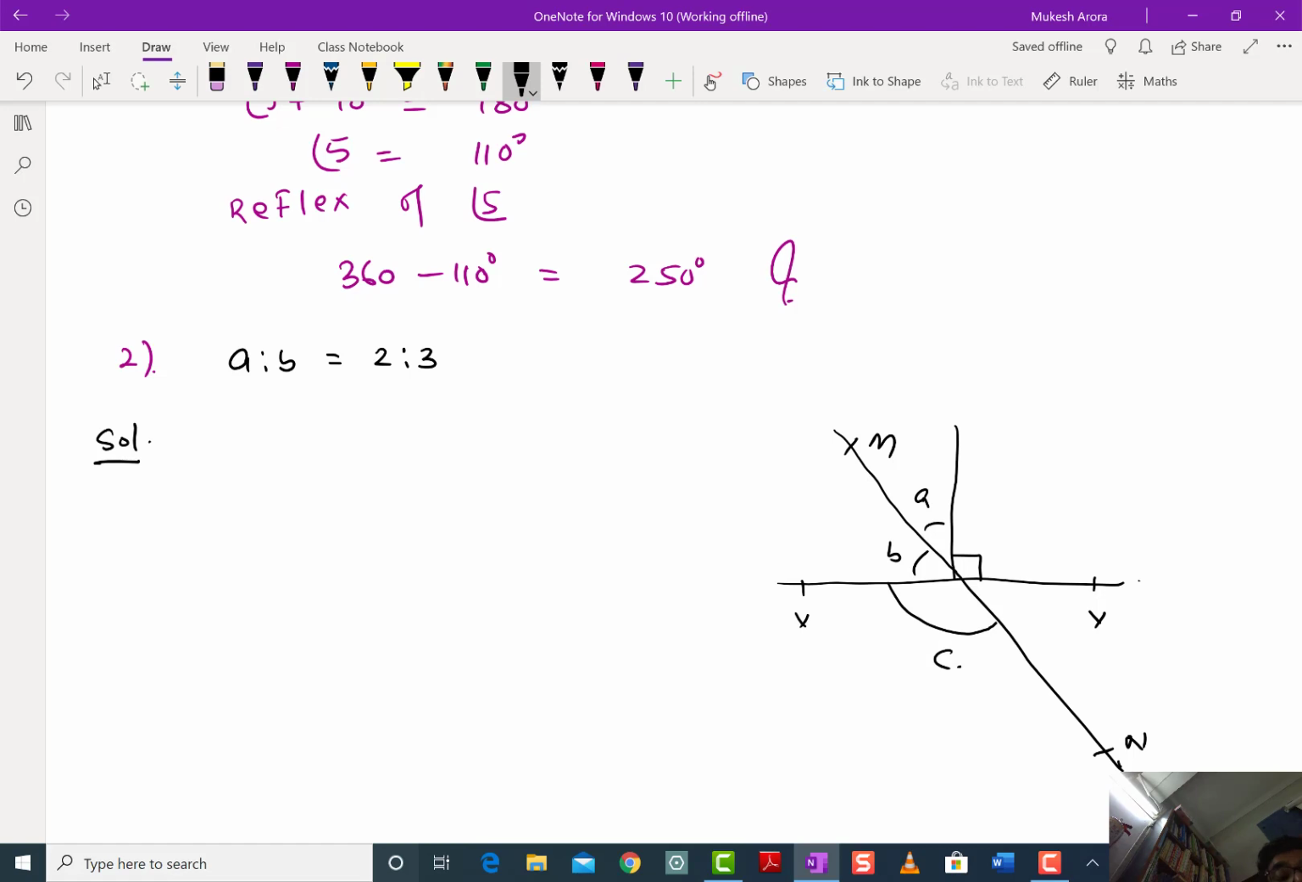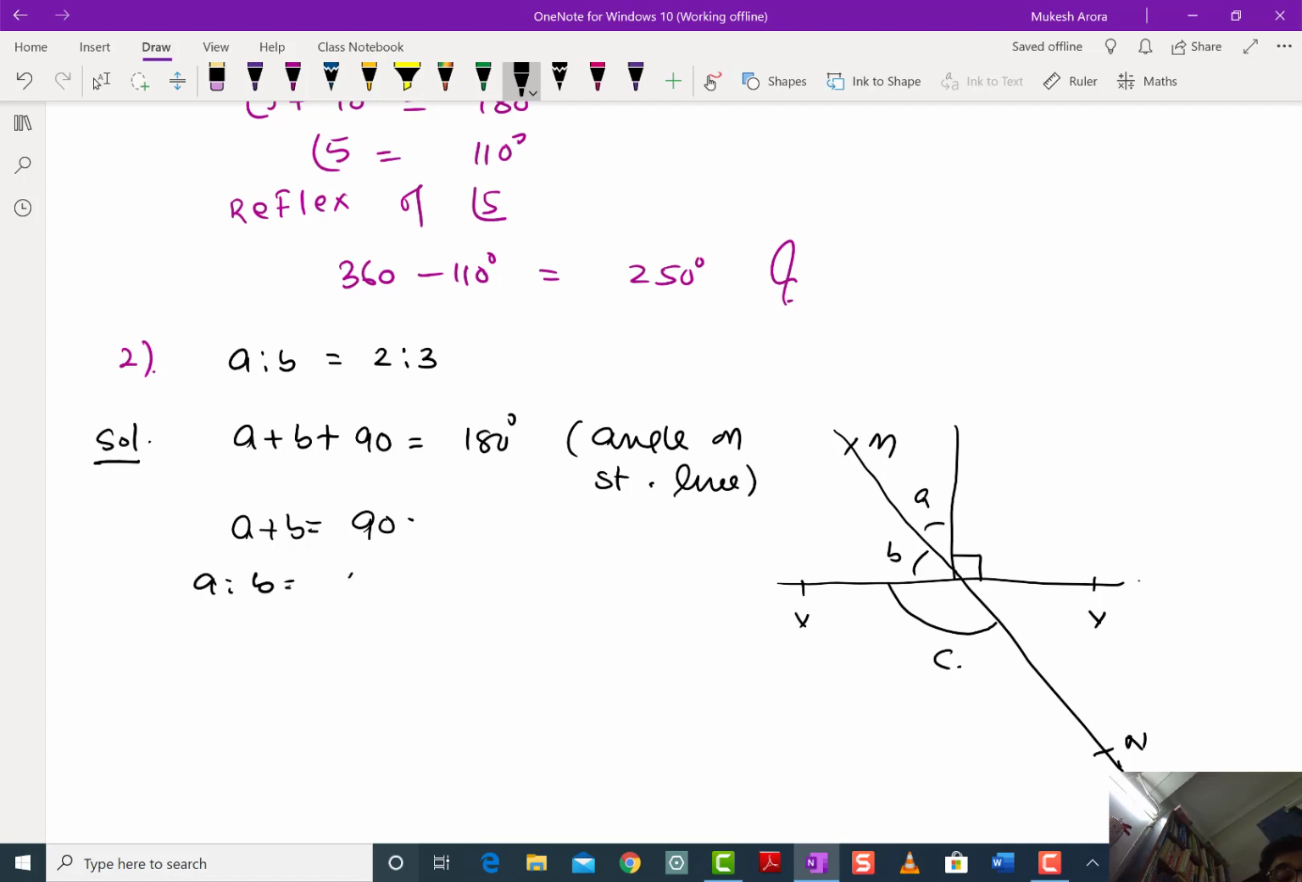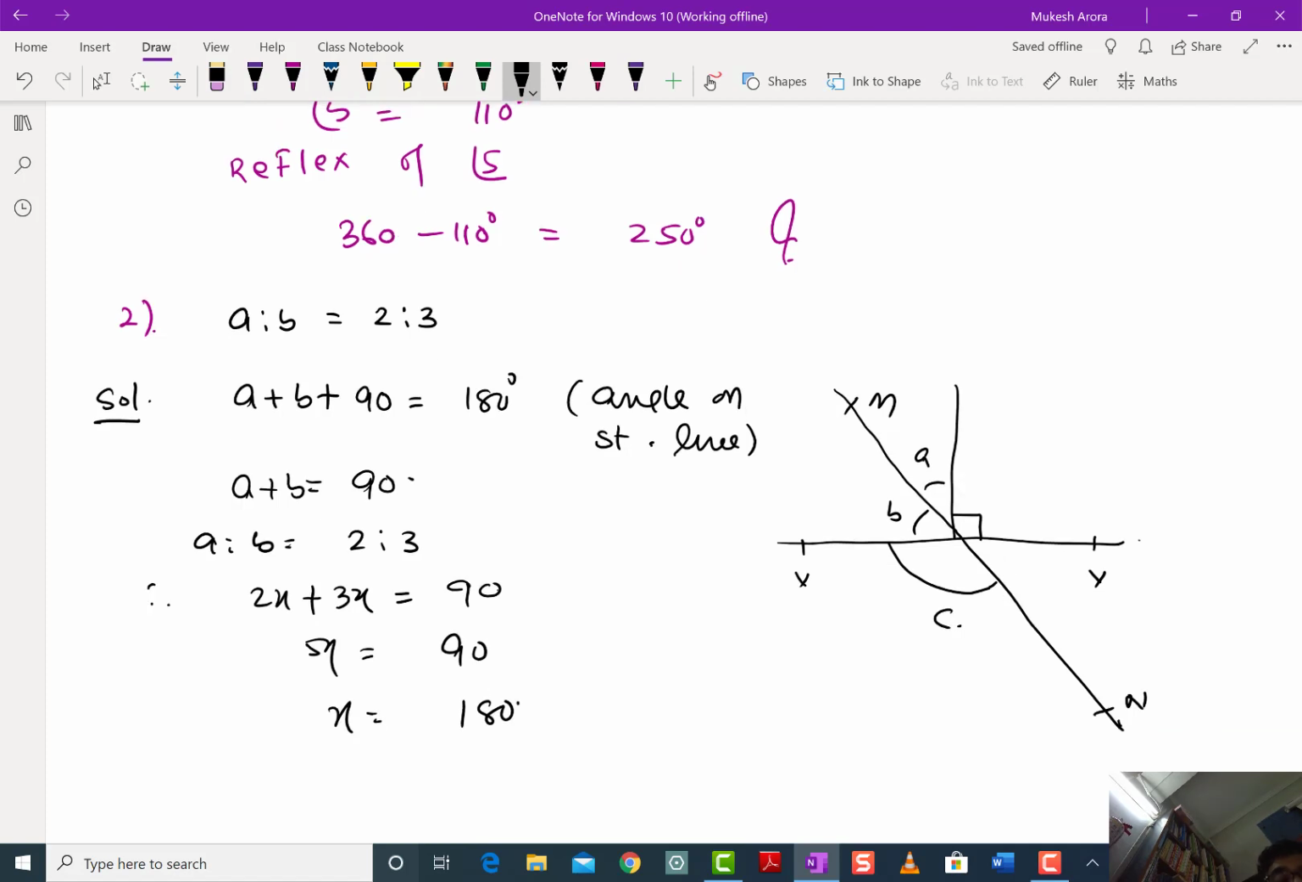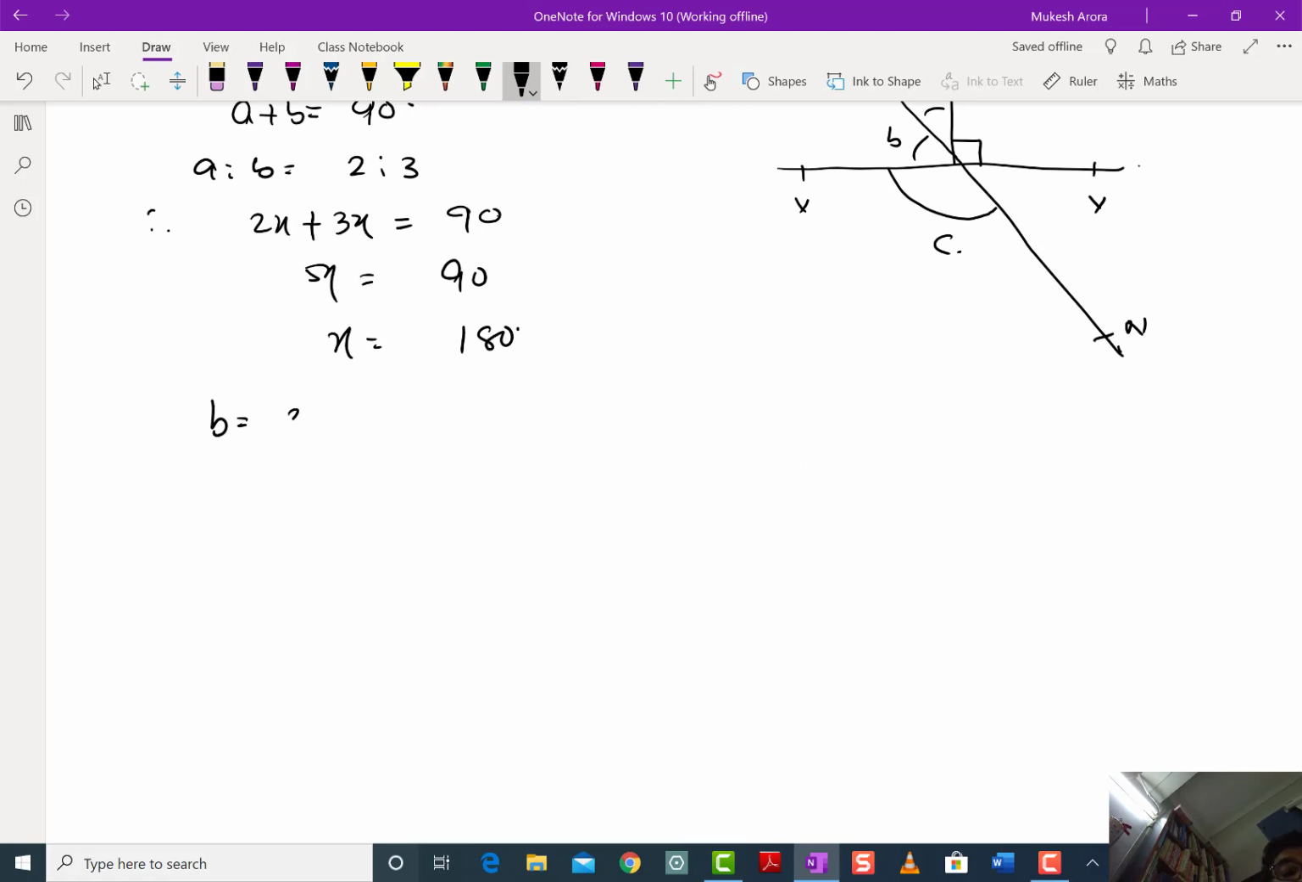Solution: angle A plus B plus 90 is equal to 180, angle on a straight line. So A plus B is also equal to 90. A ratio B is 2 ratio 3, therefore 2x plus 3x is equal to 90, 5x is equal to 90, x is equal to 18. Angle B is equal to 3x, so it will be 18 into 3, 54.